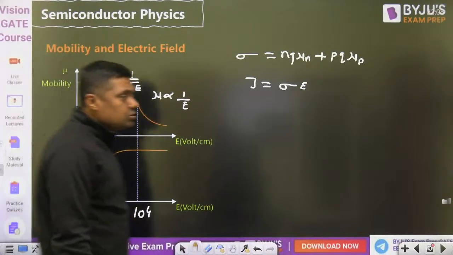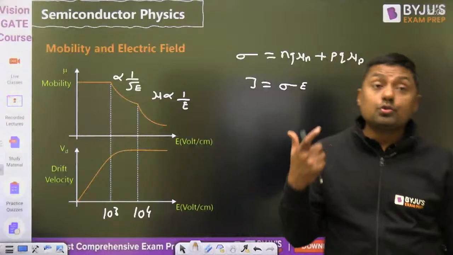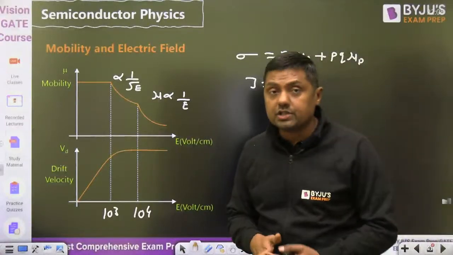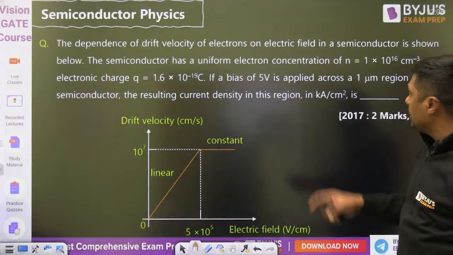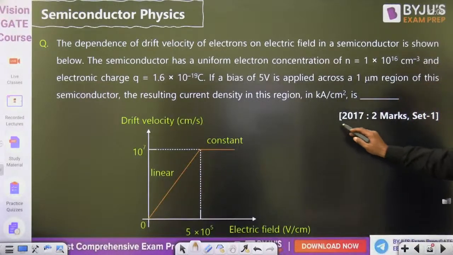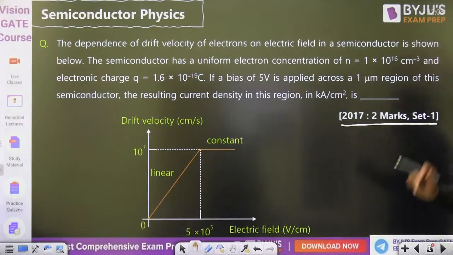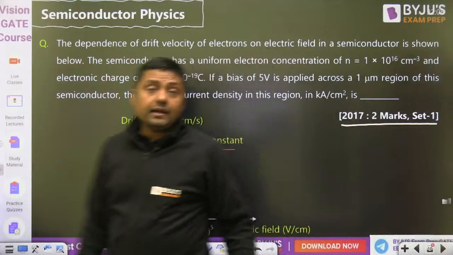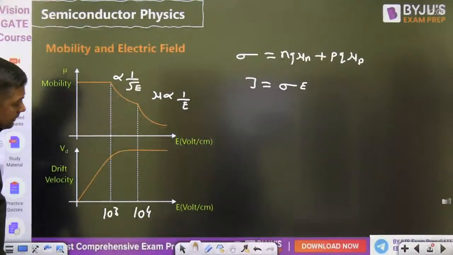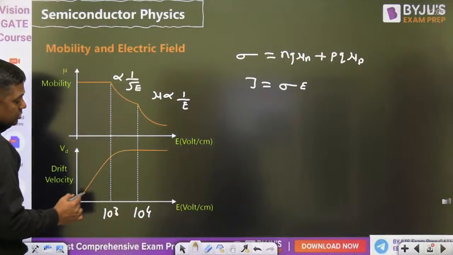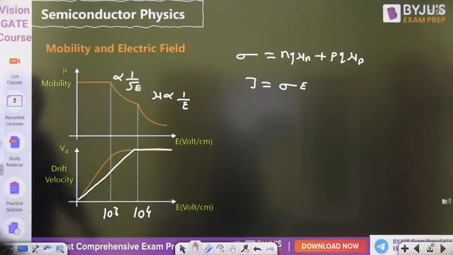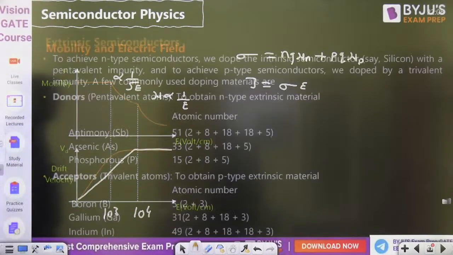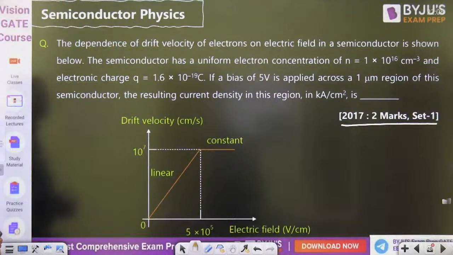So that diagram is very important, but again there is one question in our mind. Which type of question, sir? This is the question on this diagram, mobility and electric field, in GATE 2017, 2 marks, set 1. Watch this. Same diagram, but with some approximation. The sublinear portion is not given. See, directly constant. Only two levels, linear and constant. So that is the question. What is the answer for this?